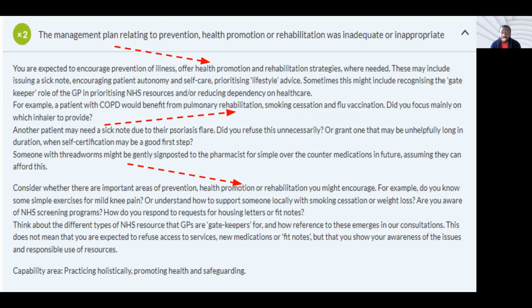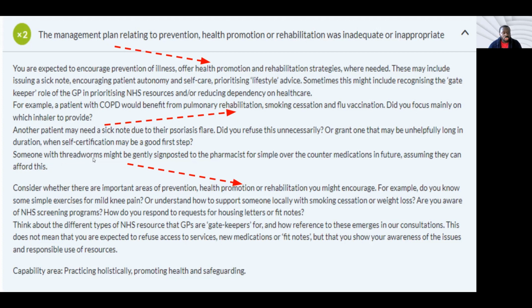Another thing you need to be thinking about with asthma and COPD is occupational impacts. Are they working in a place where they could be having pulmonary allergies that could be worsening their asthma or COPD? You need to be asking those kinds of things. Did you focus mainly on which inhaler to provide? Inhaler technique and adjusting the inhalers is very important if needed. Or some of these non-medical things could actually be very important as well.